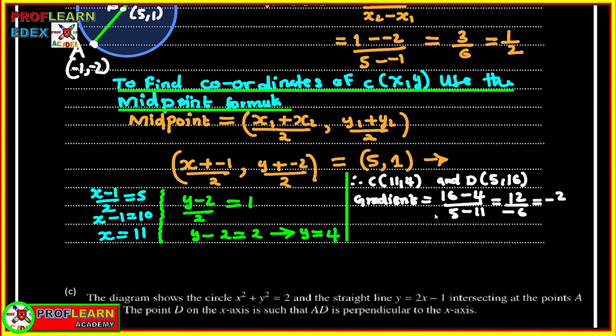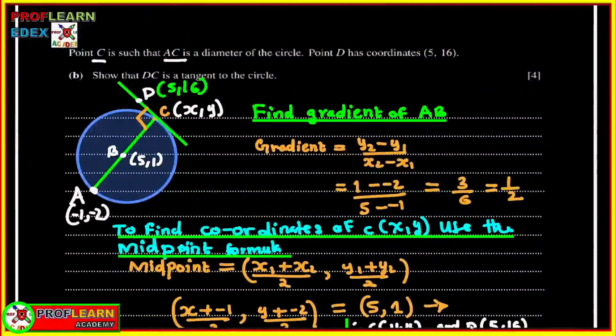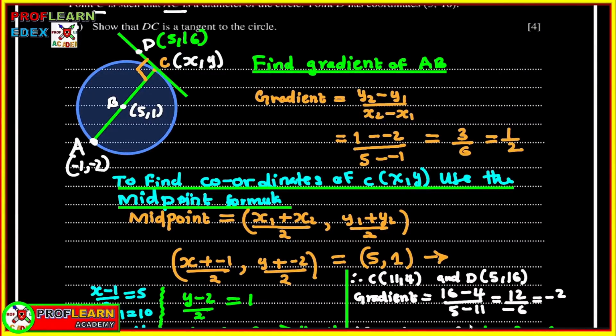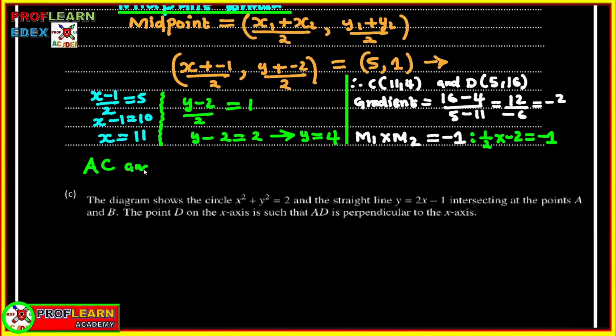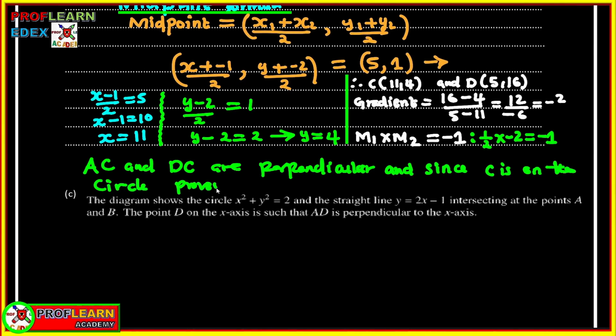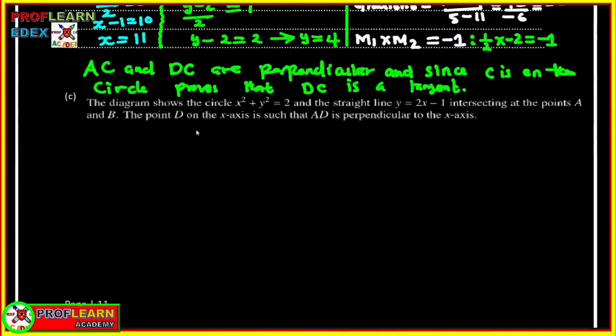You see there the gradient is -2. Things are shaping up. If you multiply m1 and m2, you get -1. Let's check. Yeah, a half times -2, you are going to get -1. Then perfect. And since the coordinate C is on the circle and they are agreeing like that, I can now conclude and say that AC, DC are perpendicular, and since C is on the circle, then we can now say that that is a tangent.